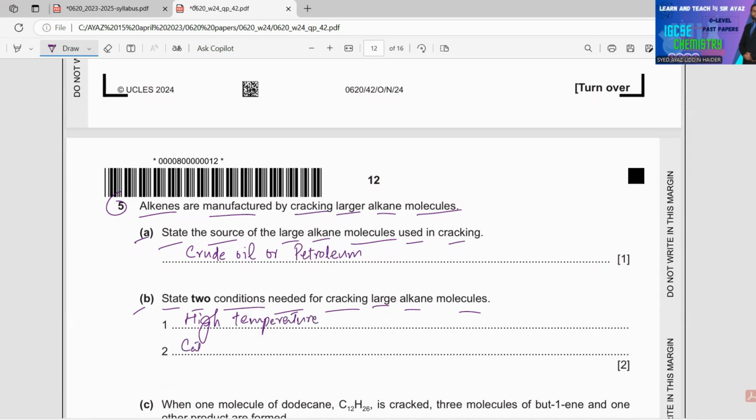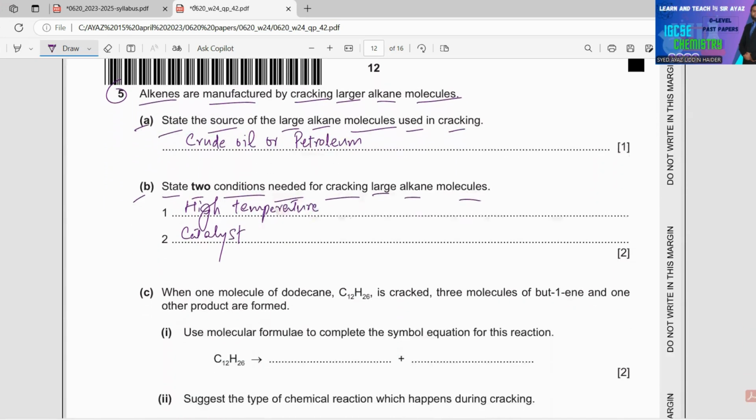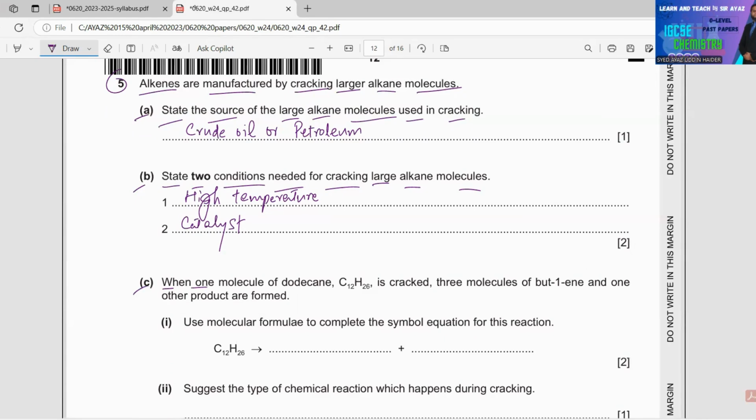Then we have catalyst. Part C. When one molecule of dodecane, C12H26, is cracked, 3 molecules of but-1-ene and 1 other product are formed. 1. Use molecular formula to complete the symbol equation for this reaction.